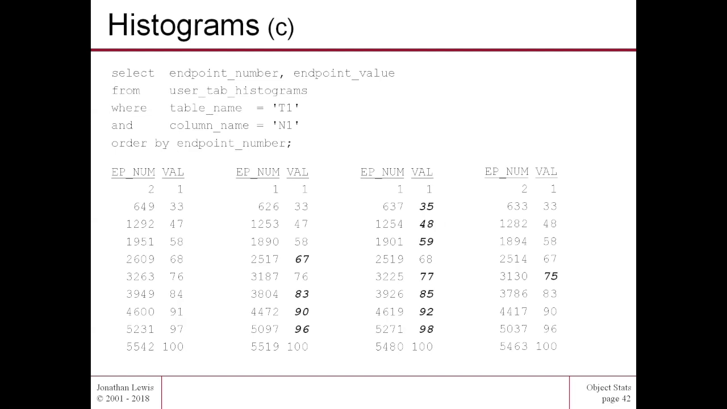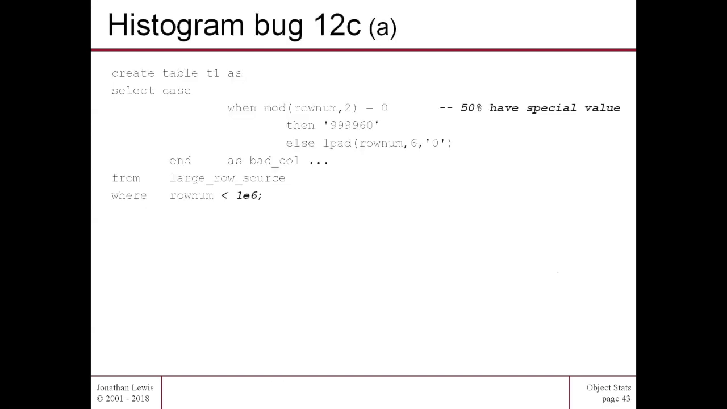Okay, I did mention that there is a bug. In 12c, I've said top frequency histograms are basically free of charge. It's a 100% gather. It happens whilst Oracle's gathering the rest of the stats for the table. It's basically free of charge. It's accurate. It's stable. There is one problem, and it's a very specific sort of problem.